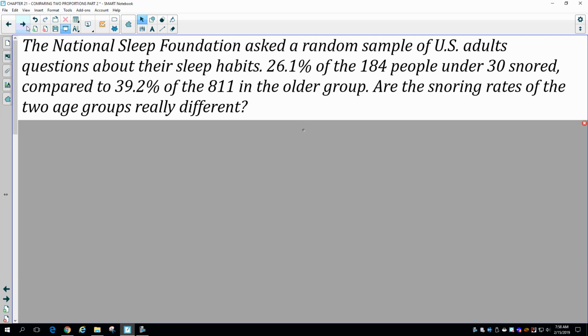Again, the process is very similar to what we've done for one proportion. Assumptions and conditions are very similar, but we have to find a little bit more information here because we have two groups. So take a second and read this. I've adapted this from the book, and then we'll do a hypothesis test together.